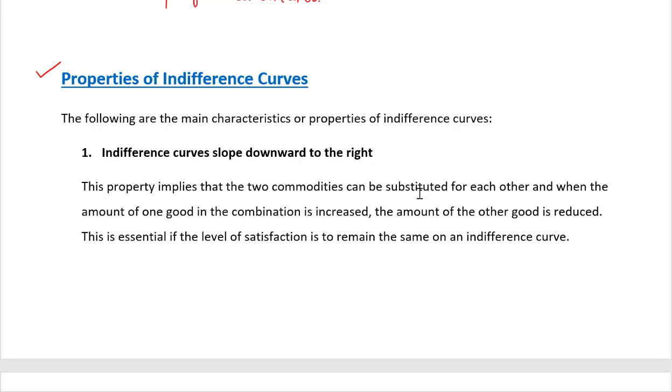Students, let's move to another topic, and that is properties of IC curve. That is properties of indifference curve. The first property is that the indifference curve slopes downward to the right. Just see it over here. IC curve is like this. So it slopes downward to the right. I believe the first point is absolutely clear.